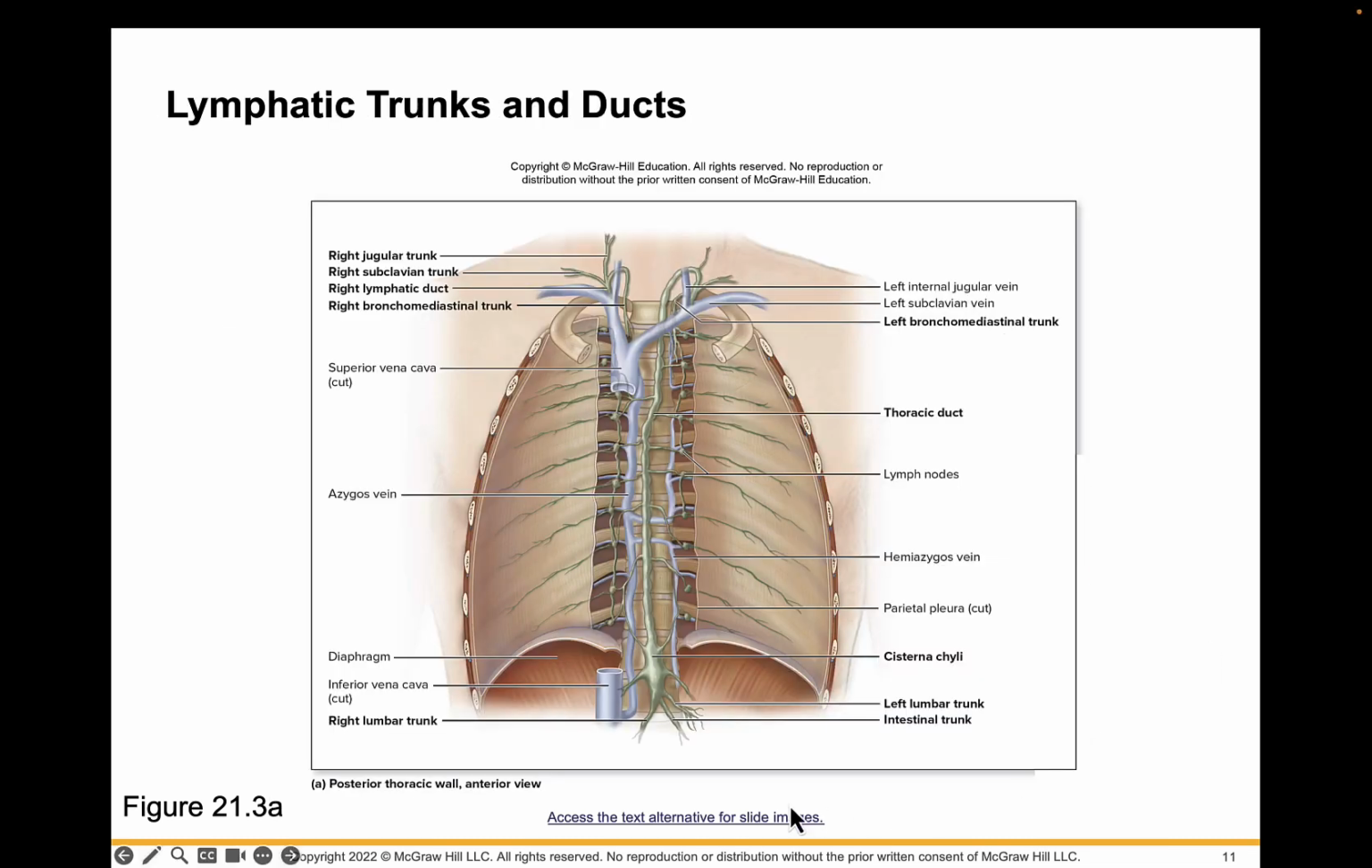Here we can see a better view of the ducts. We can see the right lymphatic duct, and notice it's not very big here, okay? And now let's take a look at the thoracic duct and see how big it is compared to the right lymphatic duct. And we can also see as it goes through the diaphragm, there's the base of the thoracic duct, and there's that cisterna chyli.